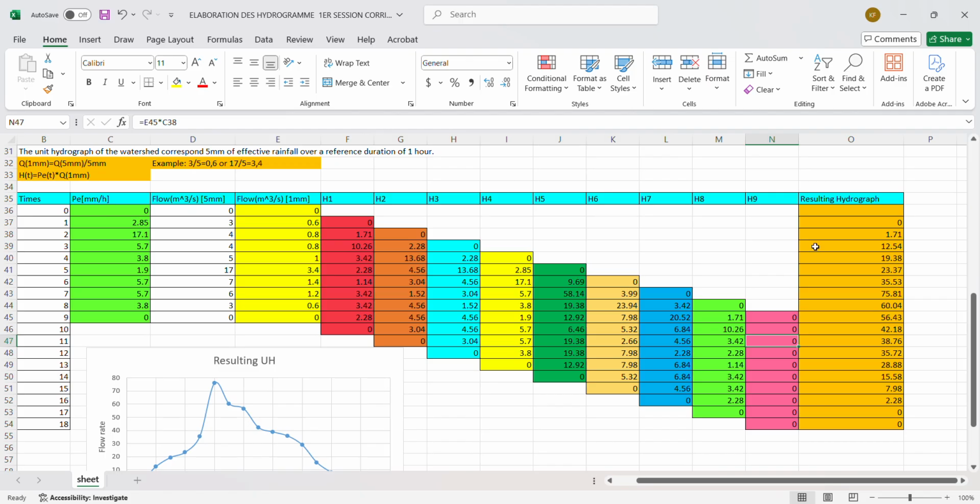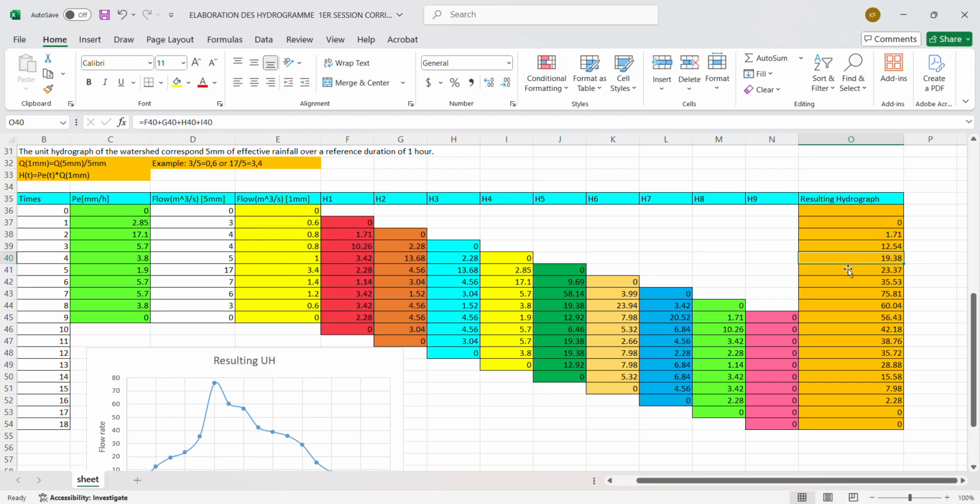Our resulting hydrograph. Okay, to find our resulting hydrograph, the first is 0 because we are 0. The second one is H1 plus 0, because here we don't have a value, we have this value. The third one, we have this value, H1, H2, H3, 10.26 to 28, we have 0 value. This plus this gives this value.